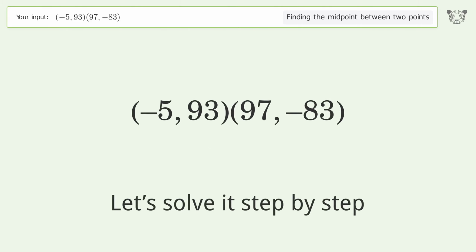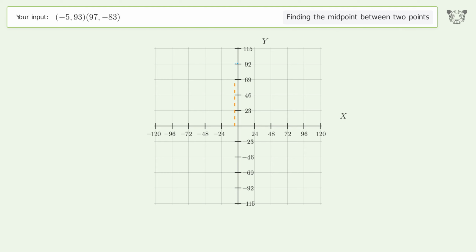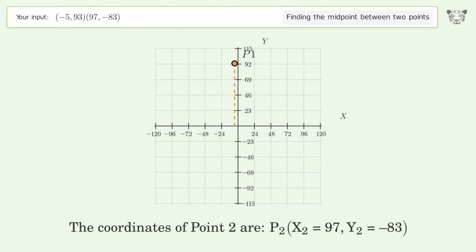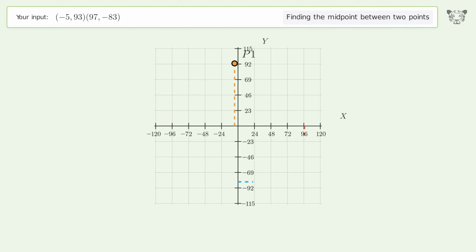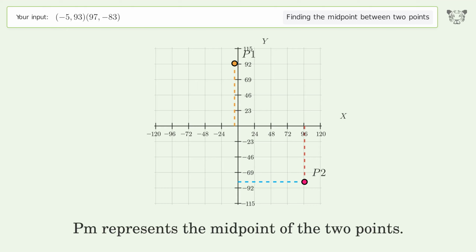The coordinates of point 1 are, x1 equals -5, y1 equals 93. The coordinates of point 2 are, x2 equals 97, y2 equals -83. PM represents the midpoint of the 2 points.